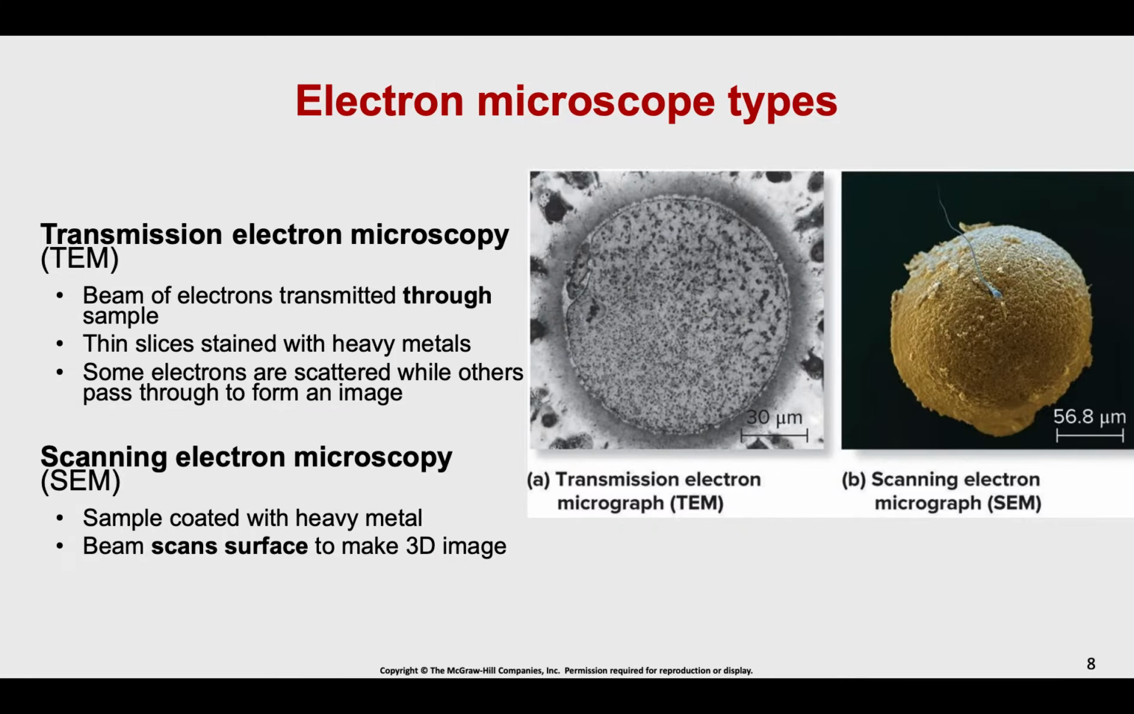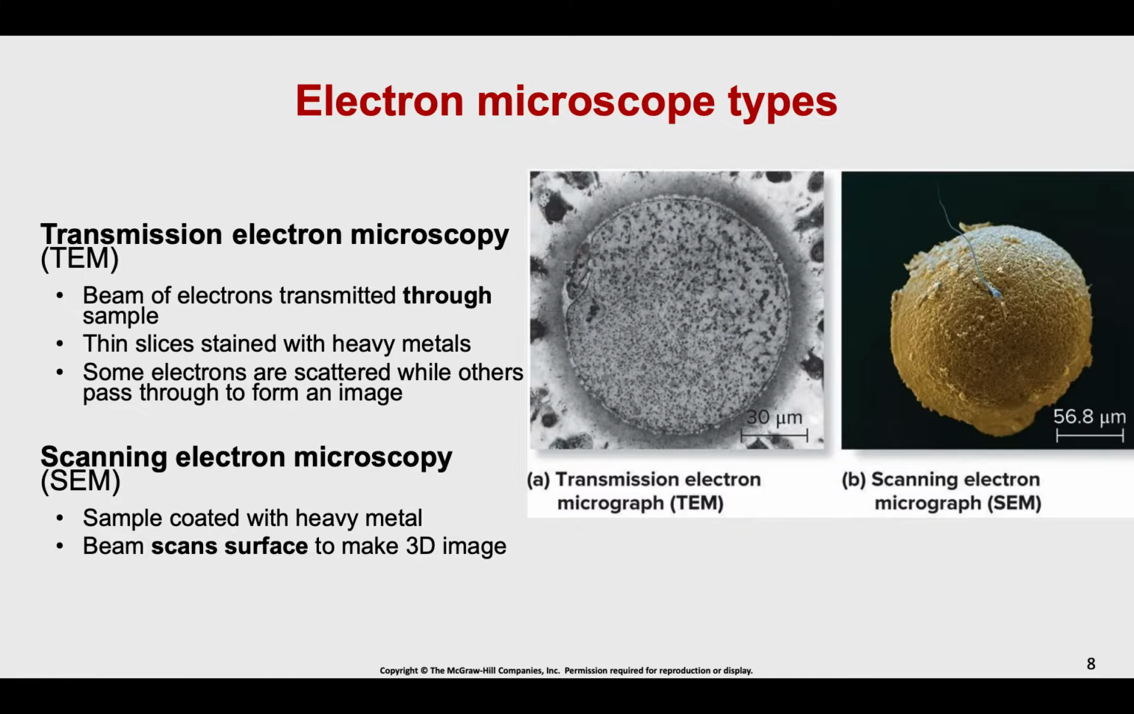We also have electron microscope types. Electron microscopy is awesome because we can see really, really small images. But we have two basic types, the transmission electron microscopy and the scanning electron microscopy. In electron microscopy, we're shooting a beam of electrons at our sample. In transmission electron microscopy, we're shooting that beam of electrons through the sample. It's passing right through that sample.